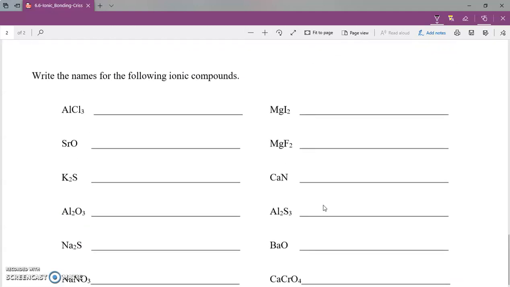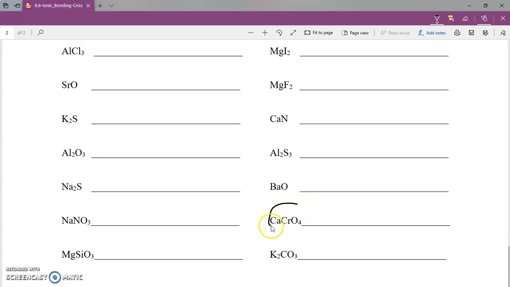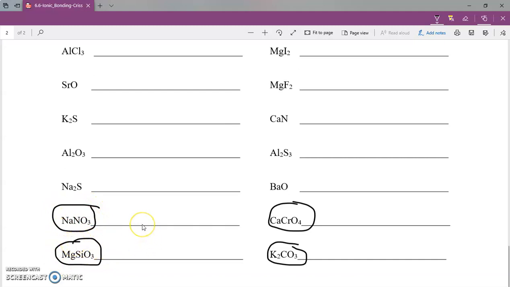Write the names for the following ionic compounds. I believe everyone has the capacity to do that. Some things like this, you may have to look at your gold sheet. Your gold sheet has a lot of things called complex ions or polyatomic ions. And so things like this whole compound here, the ones I'm underlining, they are considered a polyatomic ion. And so they have their own name.